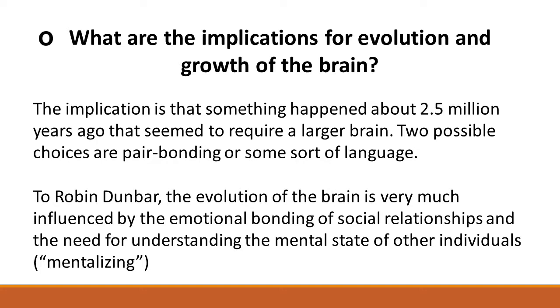What are the implications for evolution and the growth of the brain? The implication is that something happened about 2.5 million years ago that seemed to cause the brain to grow. Two possible choices are pair bonding of some sort or language. To Robin Dunbar, the evolution of the brain is very much influenced by the emotional bonding of social relationships and the need for understanding the mental state of other individuals, which he calls mentalizing.